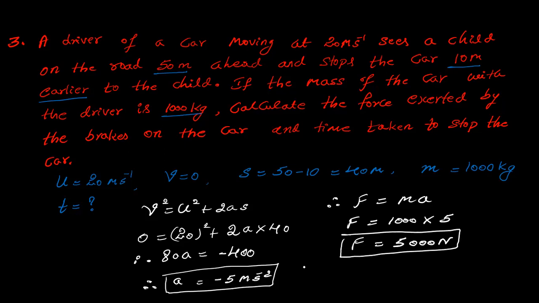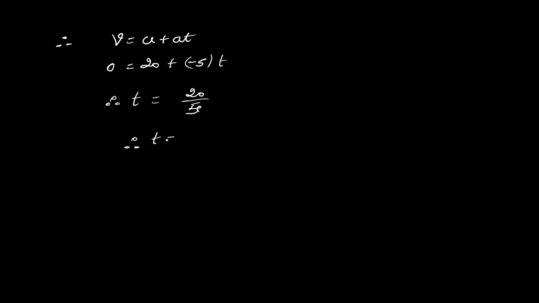Now we have to find the time taken to stop the car. We found the F value and the a value. Use the formula v is equal to u plus at. Finally, the car stops. So 0 is equal to 20, acceleration is minus 5 into t. Therefore, t is equal to 20 divided by 5. Therefore, t becomes 4 seconds.